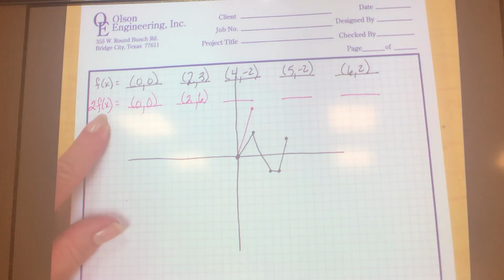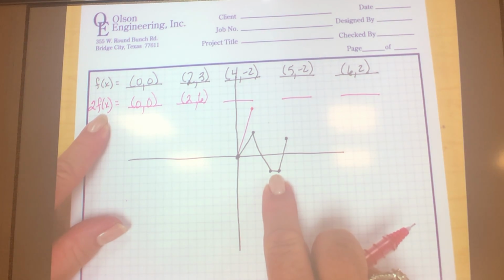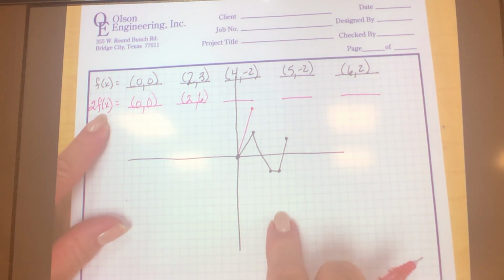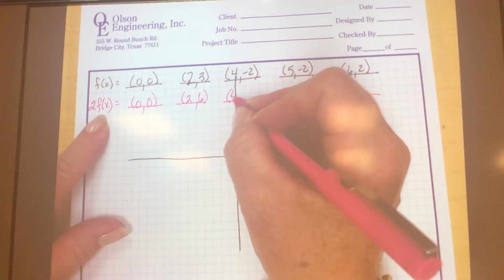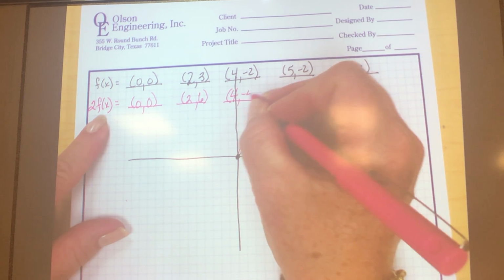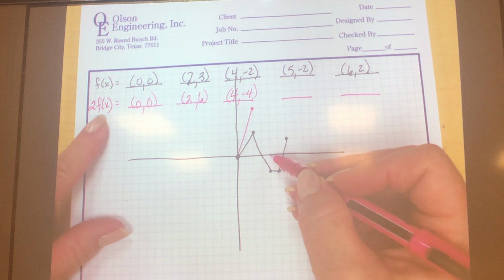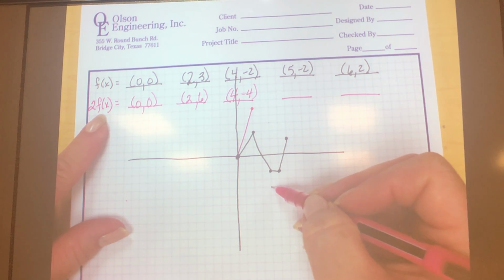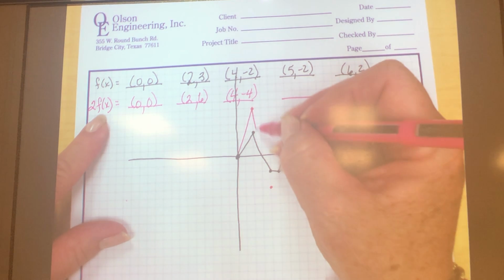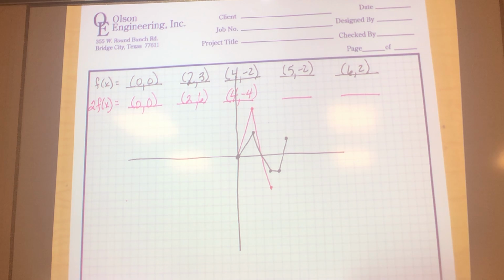Does that look like a vertical stretch? You see how he went up higher? Guess what this guy's going to do? It's going to go down lower. Okay? So what's the x coordinate of this? 4. Okay? What's 2 times -2? -4. So at 4, he's at -4. Look at that. That's a beautiful example of a vertical stretch. Okay? 2 times what he was.